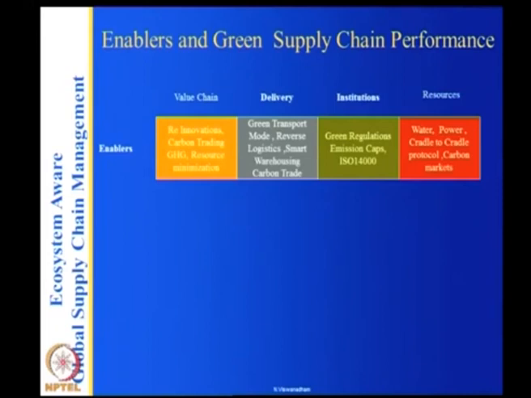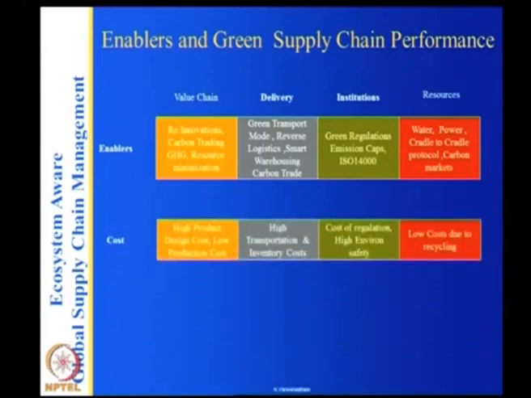Now, your value chain is the one that uses the resources. So, it has to use resource minimization without polluting. And it is the one that produces the GHG gases, so it has to minimize the GHG gases. And once the product is disposed of, it should have the facilities for re-innovation. So, once you have all these enablers, if you want, you can add some more, whatever. Then what happens to the cost?